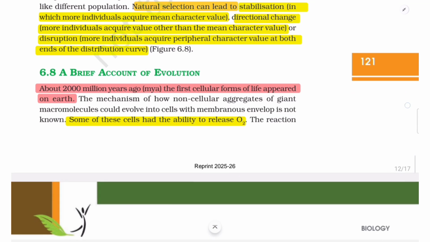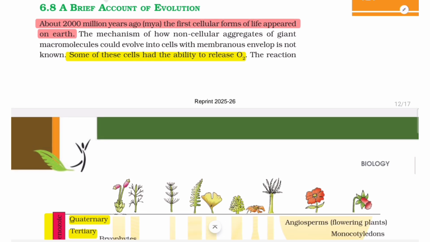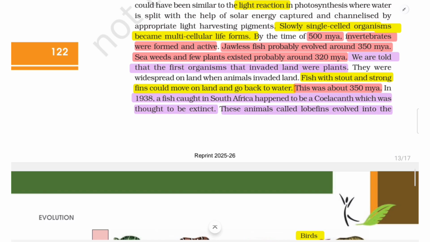Figure 6.8, a brief account of evolution. About 2000 million years ago, MYA, the first cellular forms of life appeared on Earth. The mechanism of how non-cellular aggregates of giant macromolecules could evolve into cells with a membranous envelope is not known. Some of these cells had the ability to release oxygen. The reaction could have been similar to the light reaction in photosynthesis, where water is split with the help of solar energy captured and channelized by appropriate light-harvesting pigments.